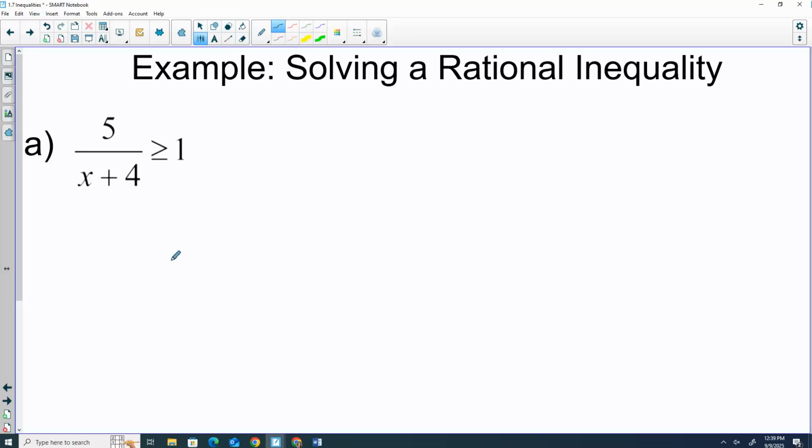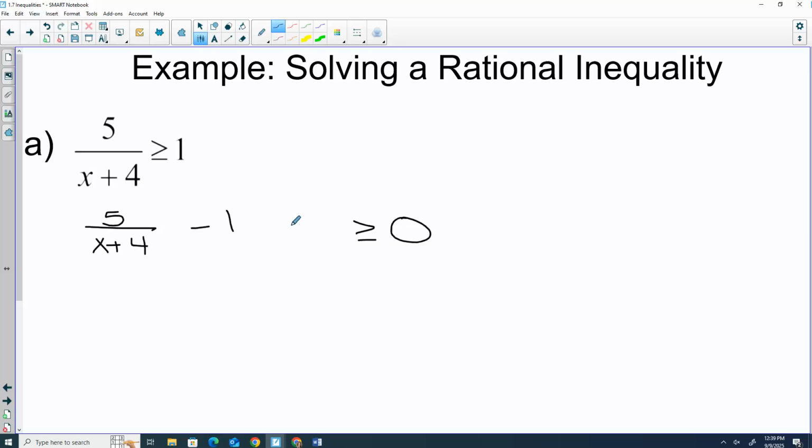Instead, we are going to put everything together. I need it all on one side. My goal is to get a single fraction on one side, 0 on the other. So I'm going to subtract over my 1. This is a 0.